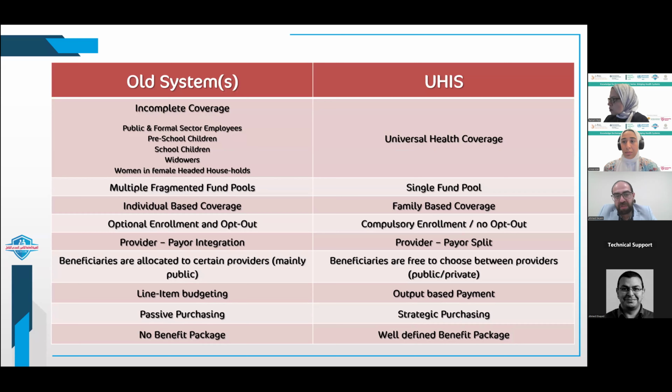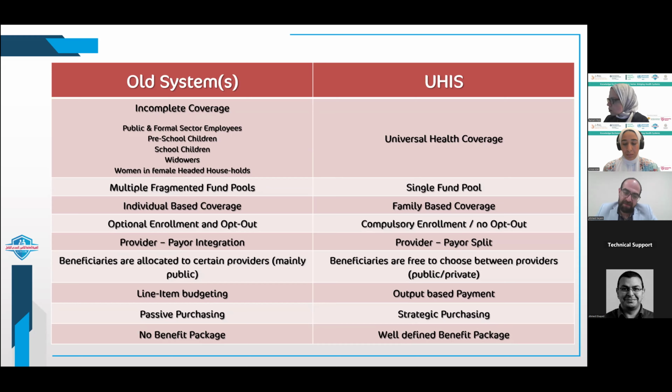In the old system, there were multiple fragmented fund pools, either in the health system in general or even within the HIO, which was the leading health financing agent in the old schemes. While, of course, in the universal health insurance, we're looking more towards a single fund pool for better pooling and better risk subsidization. In the old system, of course, the coverage was individual-based coverage.